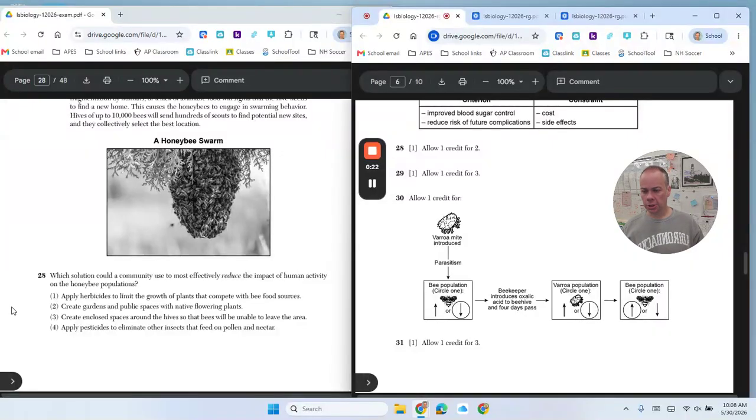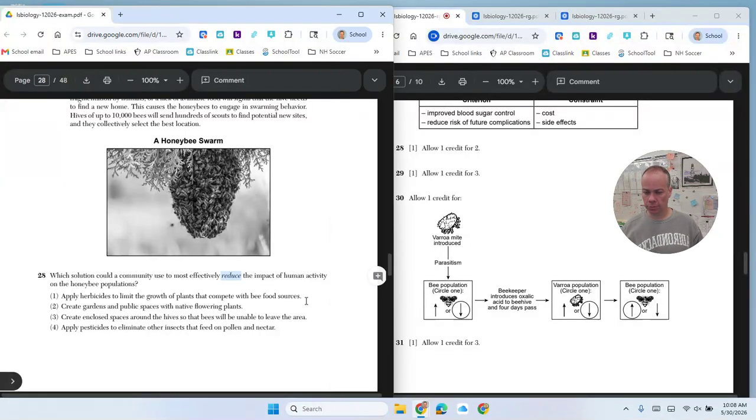After reading that introduction, which solution could a community use to most effectively reduce, again in italics, meaning that's an important word, the impact of human activity on honeybees? Looking at the choices, 28, apply herbicides to limit the growth of plants. We should know that herbicides can affect other organisms besides the plants, and so those herbicides might impact the bees, so we're not going to be choosing choice 1.